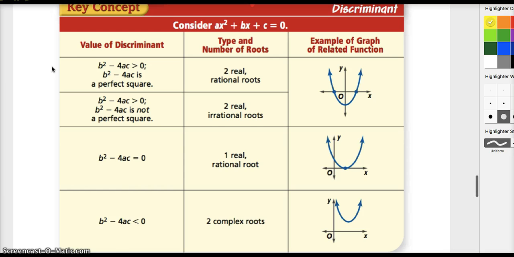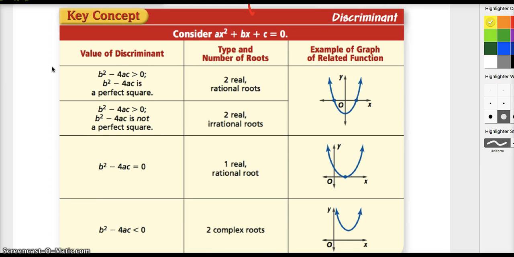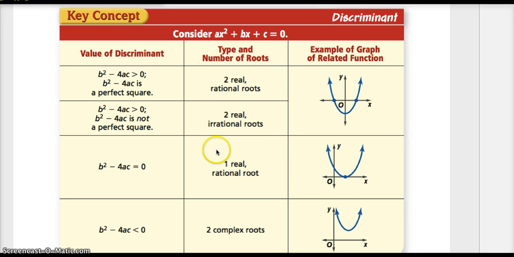Let's go ahead and take a look at some of these key concepts here. So the idea of the discriminant, which we talked about earlier, is that it is the part of the quadratic formula that's underneath the radical. It is b squared minus 4ac, and depending on its value, we can determine what type of answers or roots we'll get to our problem.